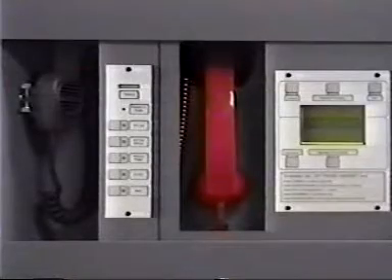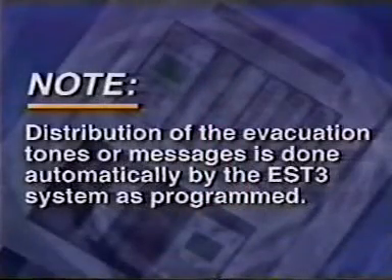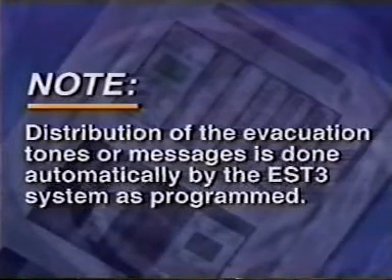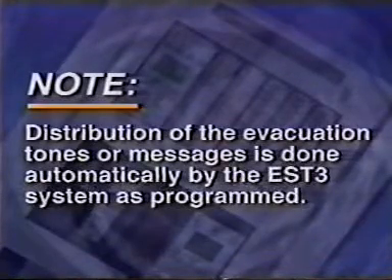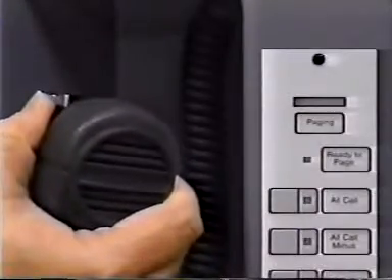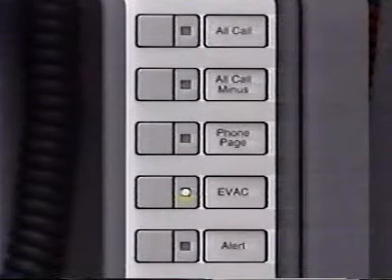Now, let's take a look at how to use the 3ASU-FT when the system goes into an alarm condition. Note that the distribution of the evacuation tones or messages is done automatically by the EST3 system as programmed. The first thing you'll need to do is use the all-call function to announce the arrival of the fire department and make any necessary announcements. Next, use the page to evac switch to select the evac areas to reinforce the evacuation of the occupants in areas receiving the evacuation signal.